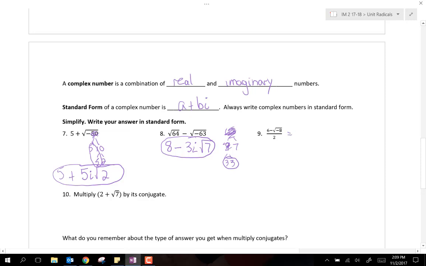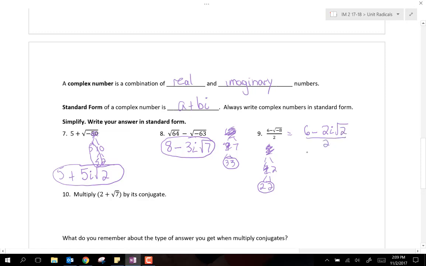So we need to simplify the square root of negative 8. 8, break it down to 4 and 2. That's 2 and 2. So we have a pair of 2's with one 2 left over. So it's 6 minus, bring out the 2, bring out the i, and leave the 2 inside.